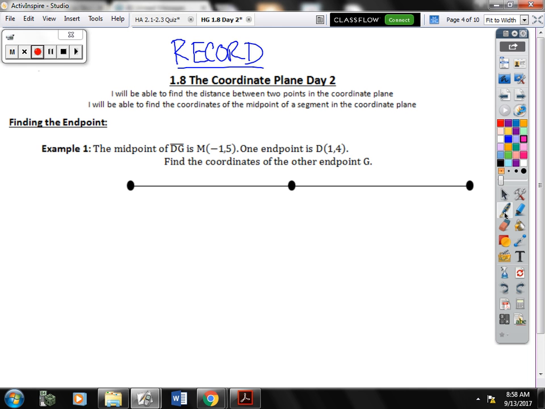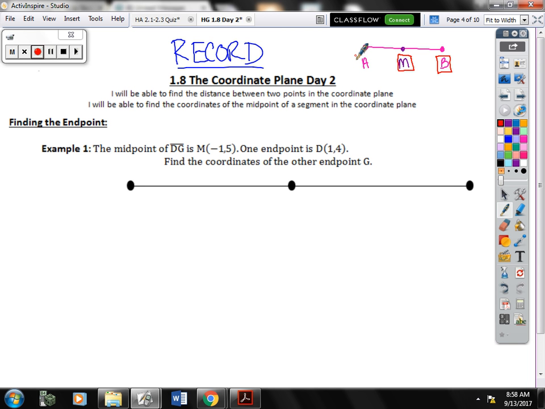So again, yesterday what we looked at was I gave you 2 endpoints, and I asked you to find the midpoint. And we used the formula, x1 plus x2 over 2, y1 plus y2 over 2. And we found that value. Today what I'm going to do is I'm going to give you the midpoint. I'm going to give you an endpoint, one of them. You're going to have to work backwards to find the other endpoint.